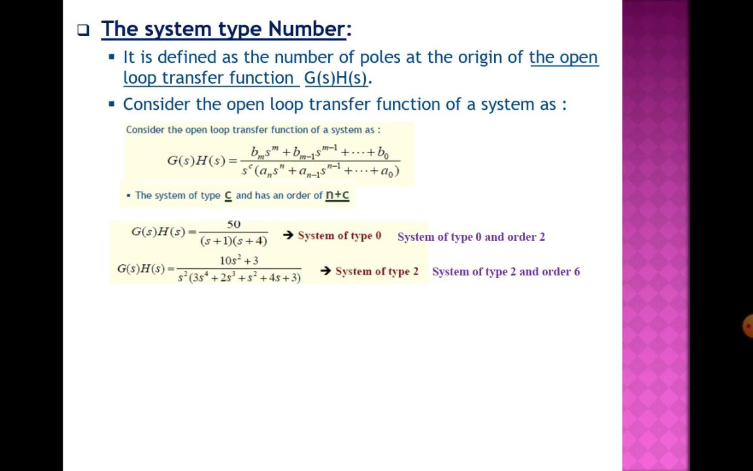Next, what is the type of system? It is defined as the number of poles at the origin of the open loop transfer function. So in the given problem, G of S H of S is equal to this expression.